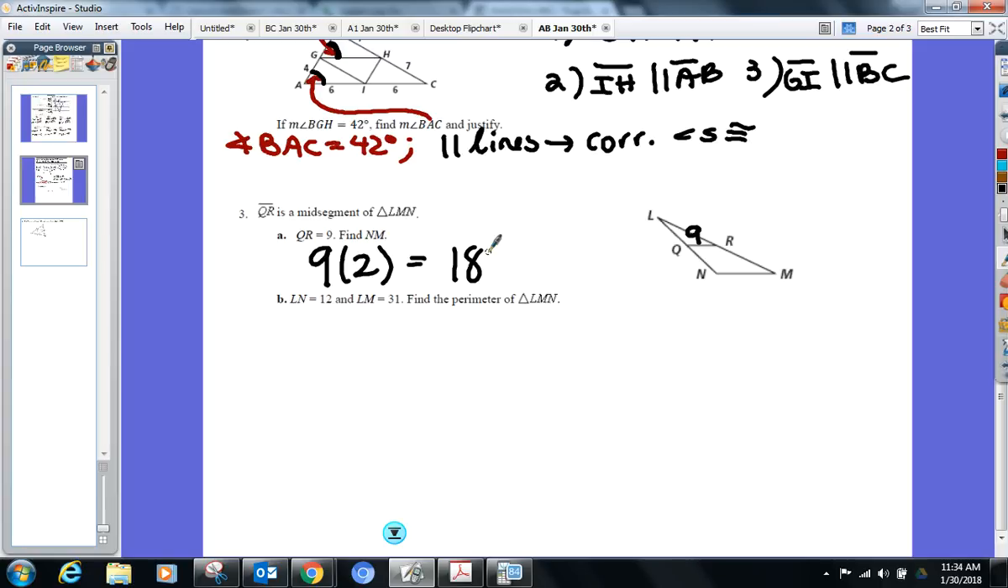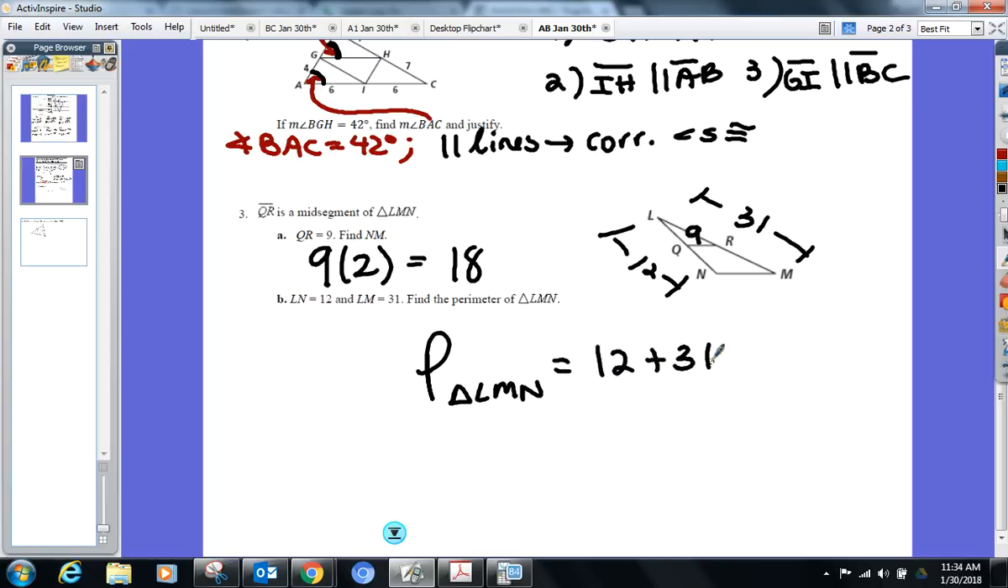And now, all right, I'm not even gonna bother asking anybody this. 12 for LN. LM is 31. What is the perimeter? Add them up, guys. What do you end up with? 61. Yep.